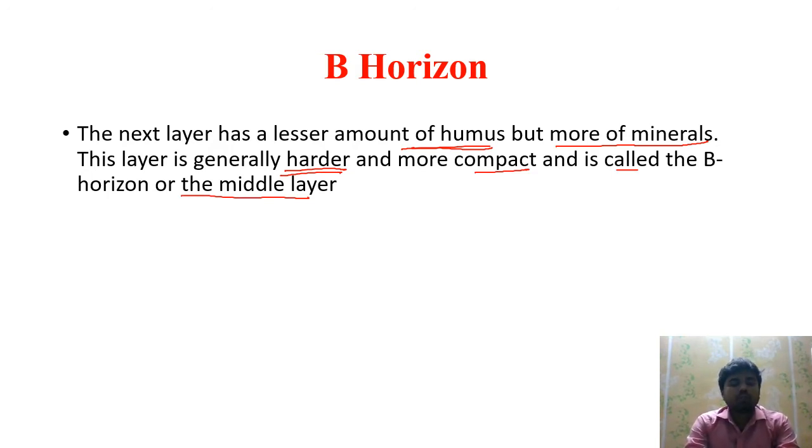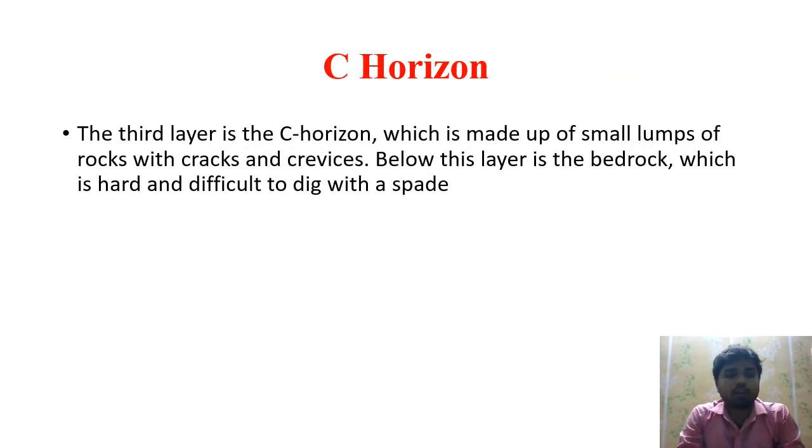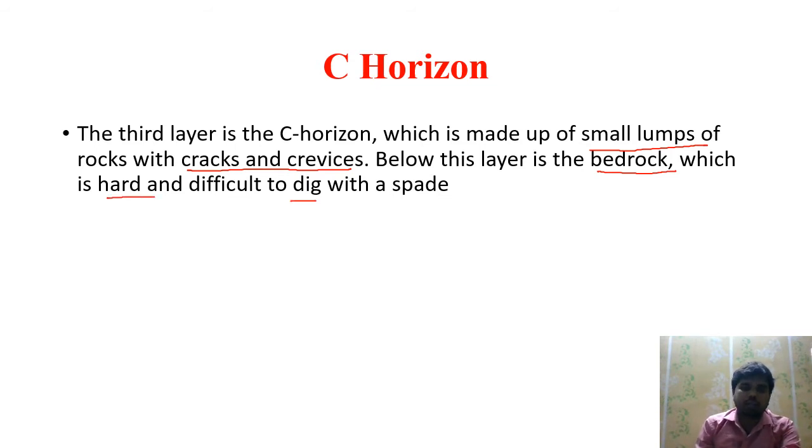Okay student, so the next layer, the B horizon, is rich in minerals. Clear? Now the C horizon is made up of small lumps of rock with cracks and crevices. There are many cracks and crevices, so the water can percolate very easily through this region. Below this horizon there is bedrock, which is very hard and difficult to dig with a spade. So altogether we have studied three horizons: A horizon, B horizon and C horizon.